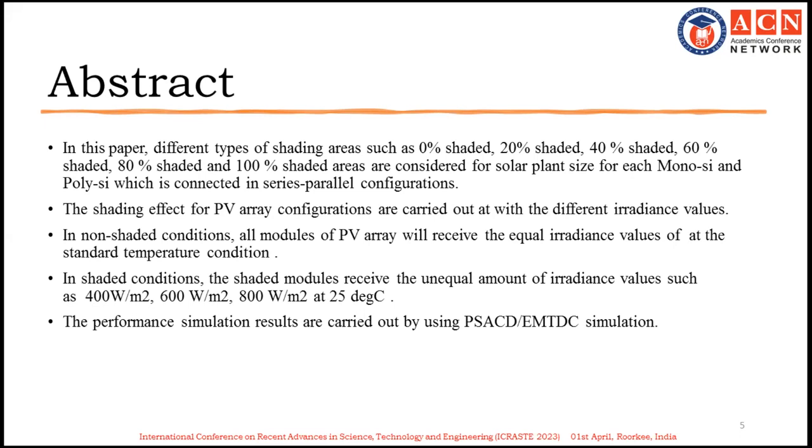For the non-shaded condition, all modules of the PV array will receive the equal irradiance value at the standard temperature condition. For the shaded condition, the shaded module receives an irradiance value such as 400, 600, or 800 at 25 degrees C. The performance simulation results are carried out by using ESCI.